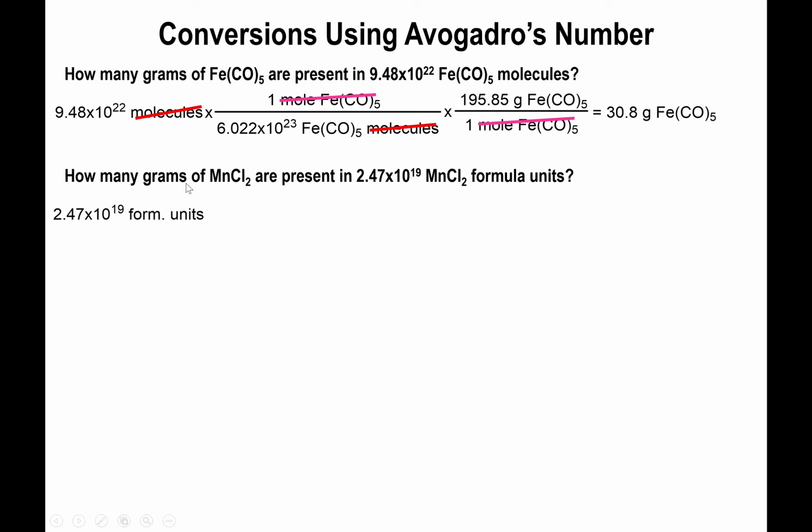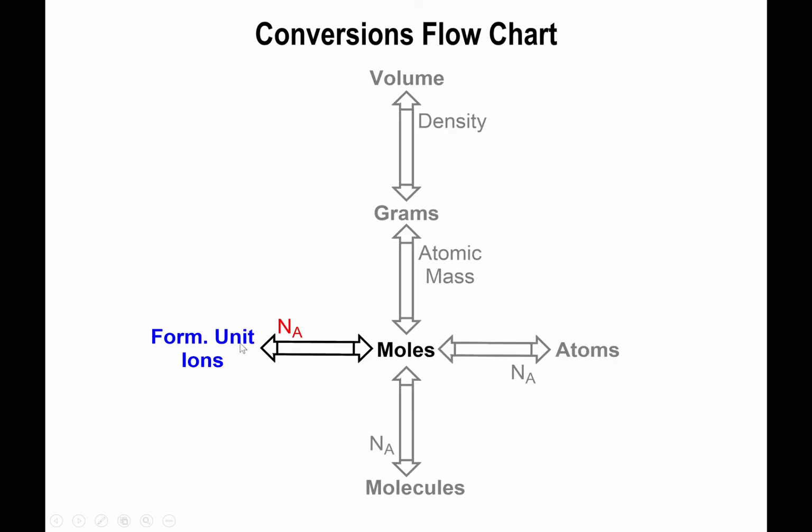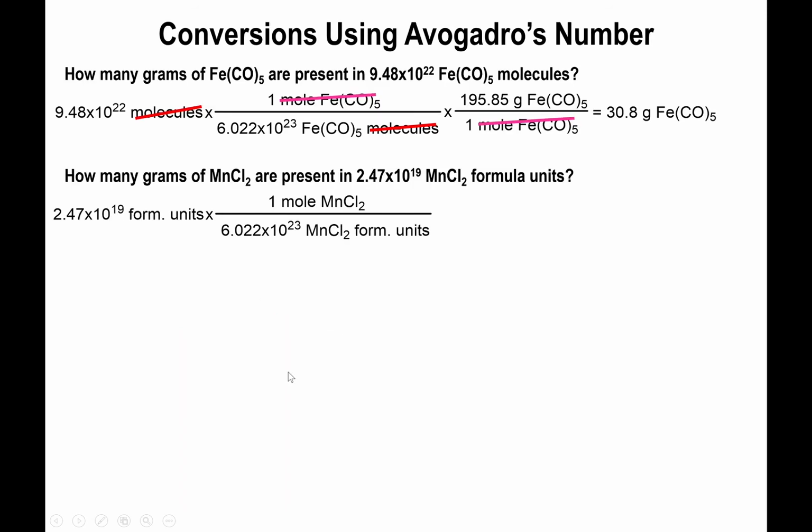Here we're going to find out how many grams of manganese 2 chloride are present if we have 2.47 times 10 to the 19 manganese 2 chloride formula units. This is the same thing as molecules, except it's now applied to ionic substances. All right, so we start once again with the formula units. And based on the roadmap, from the formula units the only place we can go is to moles, and we need Avogadro's number to carry the transformation.